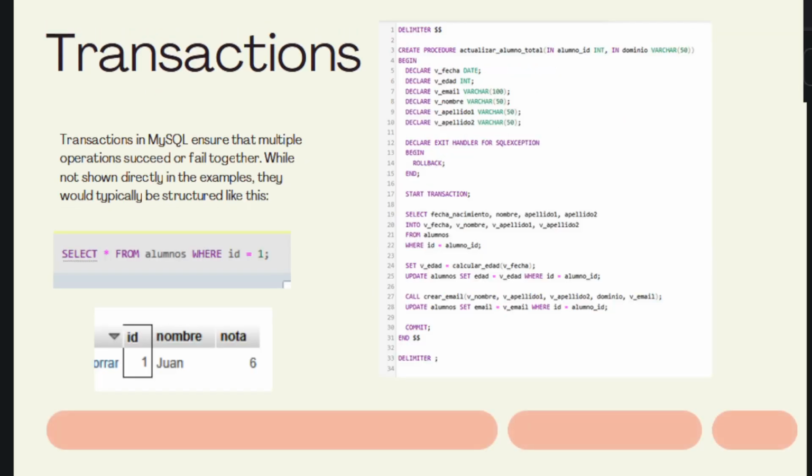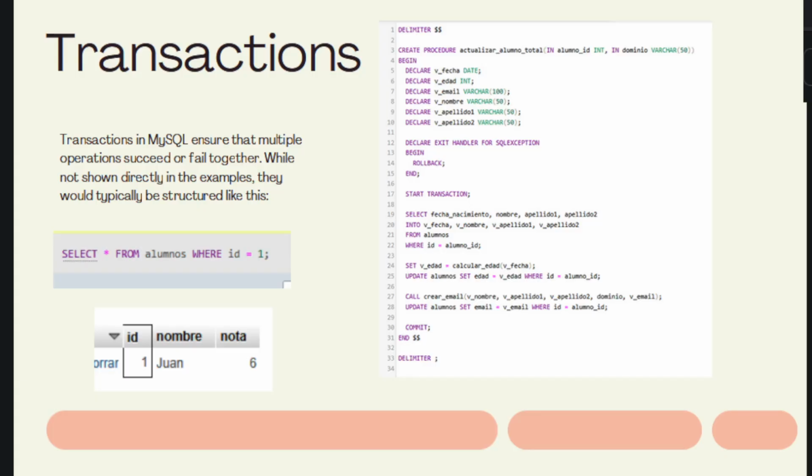Next up, transactions. Transactions allow us to group multiple SQL statements into a single unit of work. Although our examples don't explicitly show start transaction and commit, using them ensures that either all changes are saved or none if something fails. This is essential for data integrity in operations like transferring money between accounts and other things.